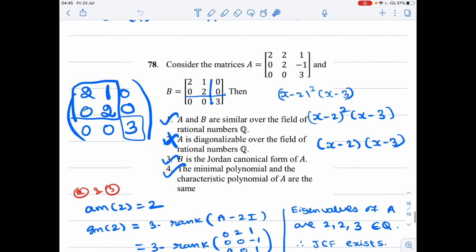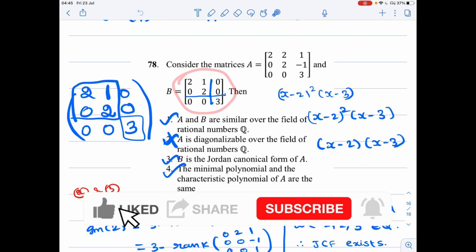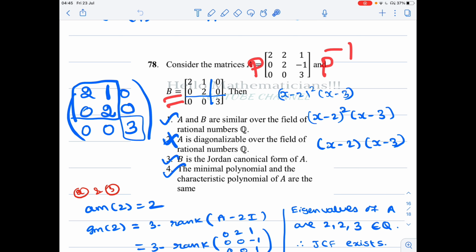Now, we showed that this is the Jordan canonical form of this matrix. That means that there is an invertible matrix P such that P A P inverse will equal this matrix. That means that these two matrices are similar matrices.